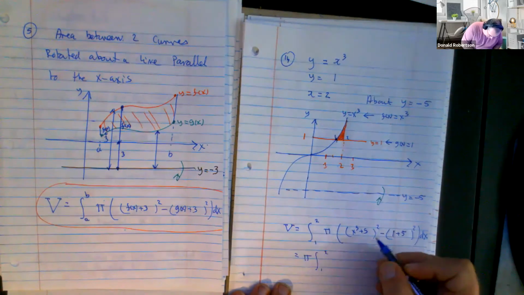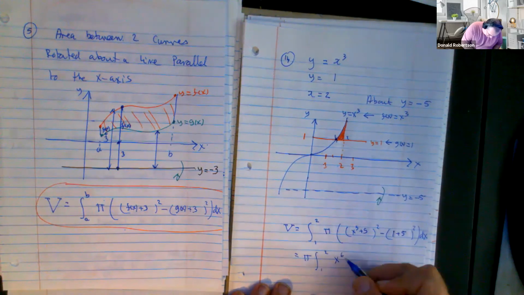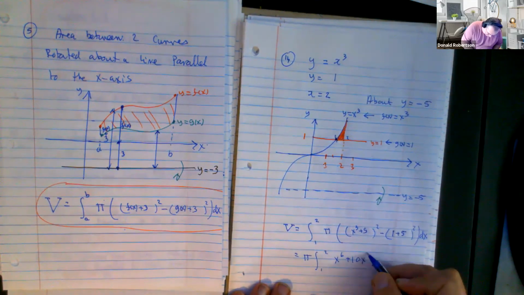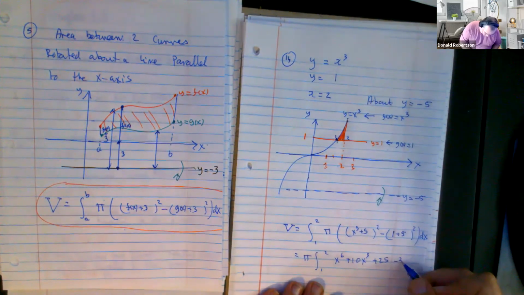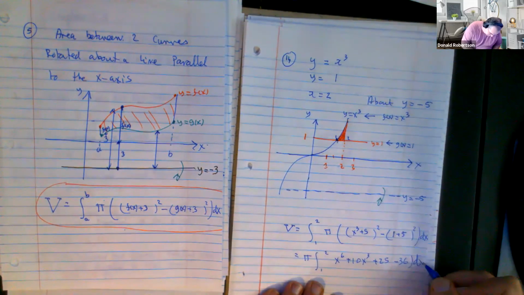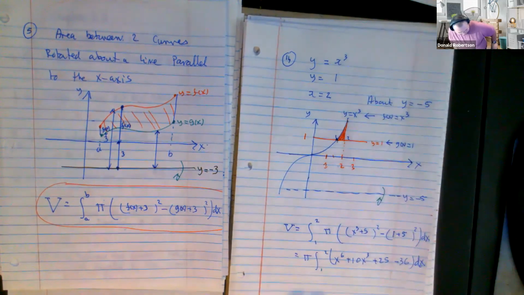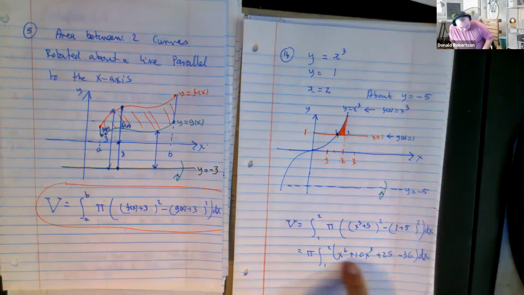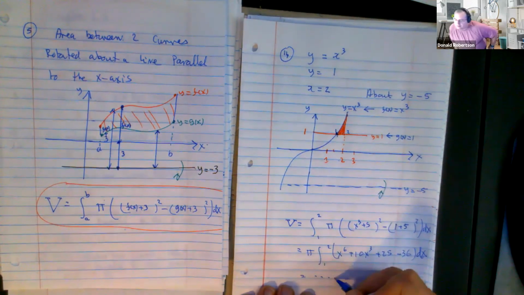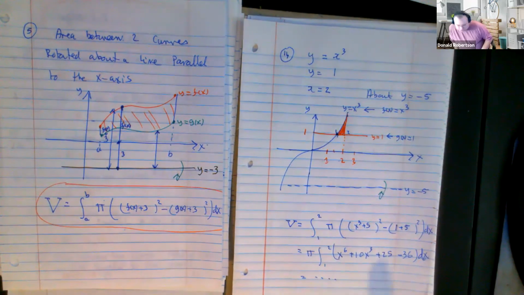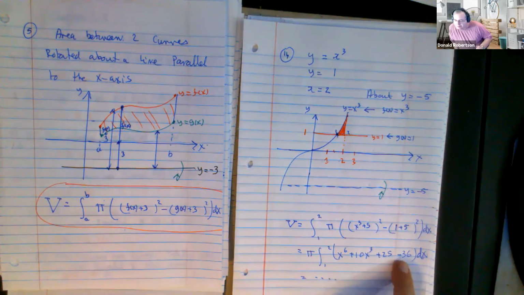If you FOIL this guy out, you get an x to the 6, 10x cubed plus 25. That guy gets you take away 36, and you can do a dx. Are we good with that now? I guess I could combine those numbers, couldn't I? Maybe get -9, but apart from that, power rule and done.